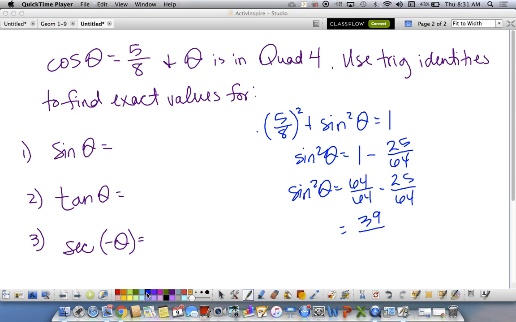39 over 64. And maybe I go ahead and take the square root because I know I'm going to have to. Square root of 64 is going to be 8. I mean, if you want to skip a step, maybe I shouldn't yet. Which quadrant are we in? Do I need to think about positives and negatives when you take the square root? It can be positive or it can be negative. Which quadrant are we in? The fourth. So sine theta should be what? Negative. So negative square root of 39 over 8.